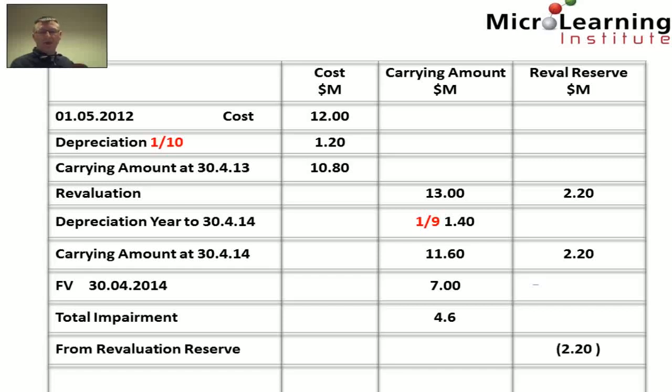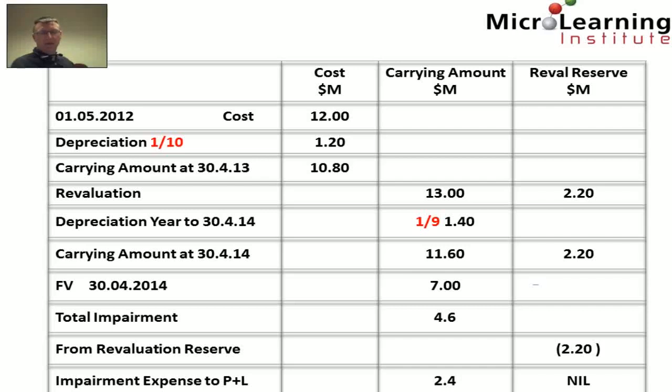Part of this impairment is recognized as a removal of the revaluation reserve in relation to the asset. So the revaluation reserve contained $2.2 million, so in order to recognize the impairment of 4.6, we first removed the 2.2 million from the revaluation reserve, but of course we still had an additional amount, which is an impairment expense, which is treated to profit and loss of $2.4 million.